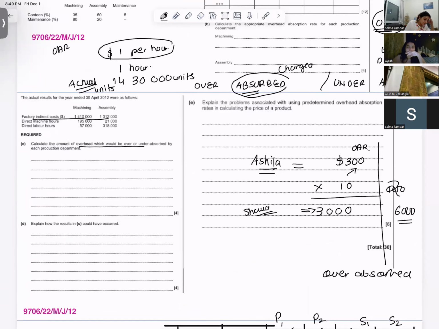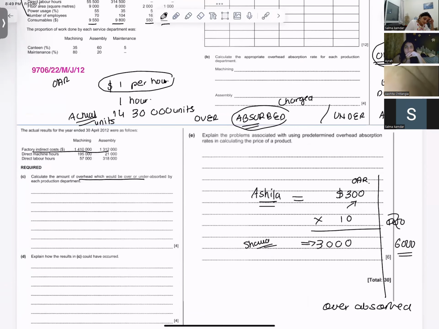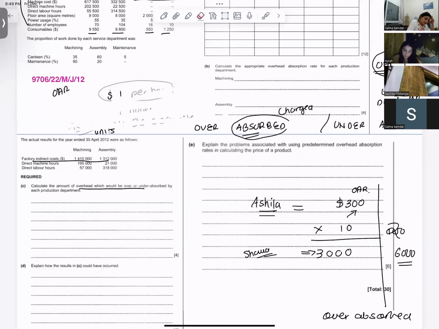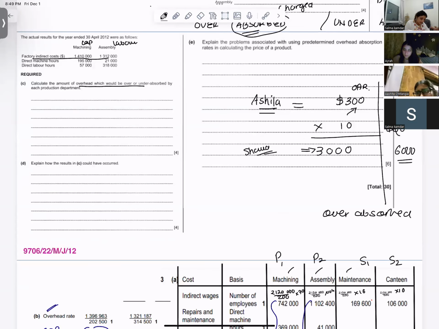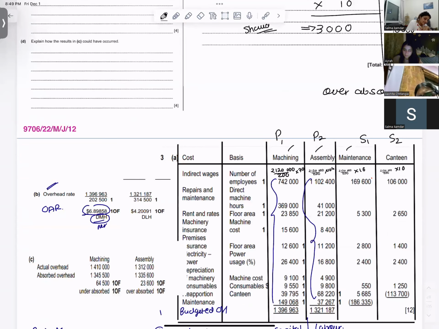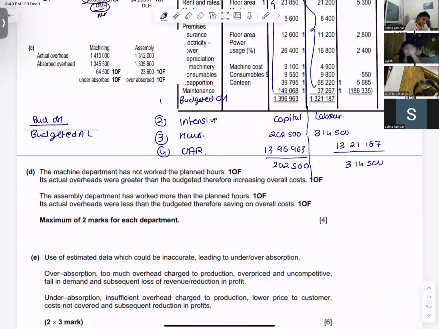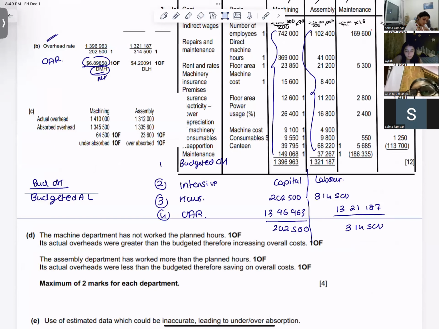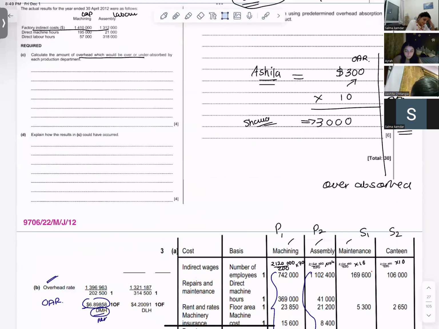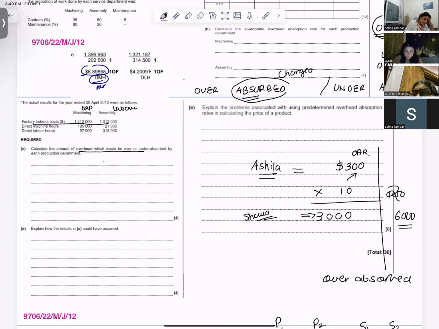Machining department was what intensive? Capital intensive. Machining department was capital intensive and assembly department was labor intensive. And this is the overhead absorption rate that I actually calculated. So now I have machining department and assembly department. Can you tell me the actual overheads for machining department? That means the actual recovery.